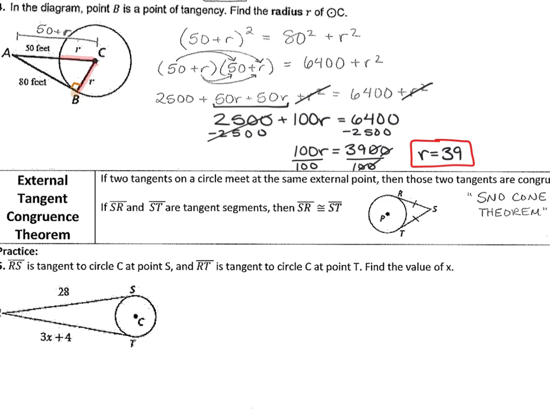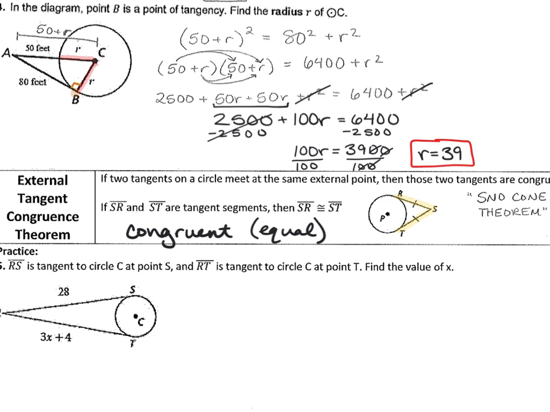It says if SR and ST are tangent lines, then they are congruent. Notice that we have the little marking there to show that they are congruent. What does congruent mean? Equal. So we are going to be able to set the sides of my snow cone equal to each other and be able to solve more complicated problems.